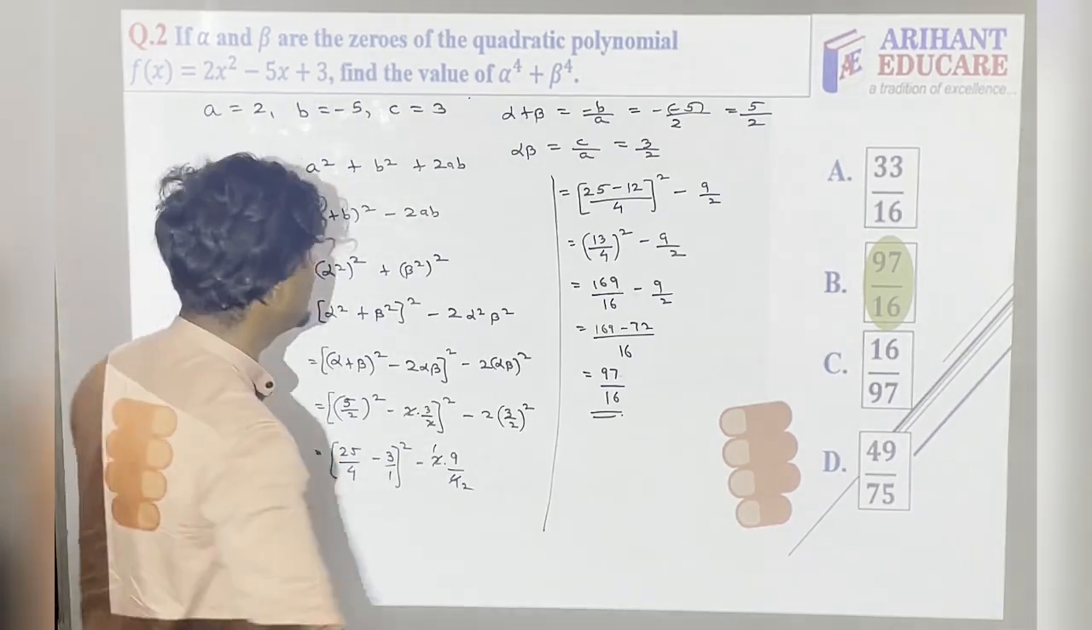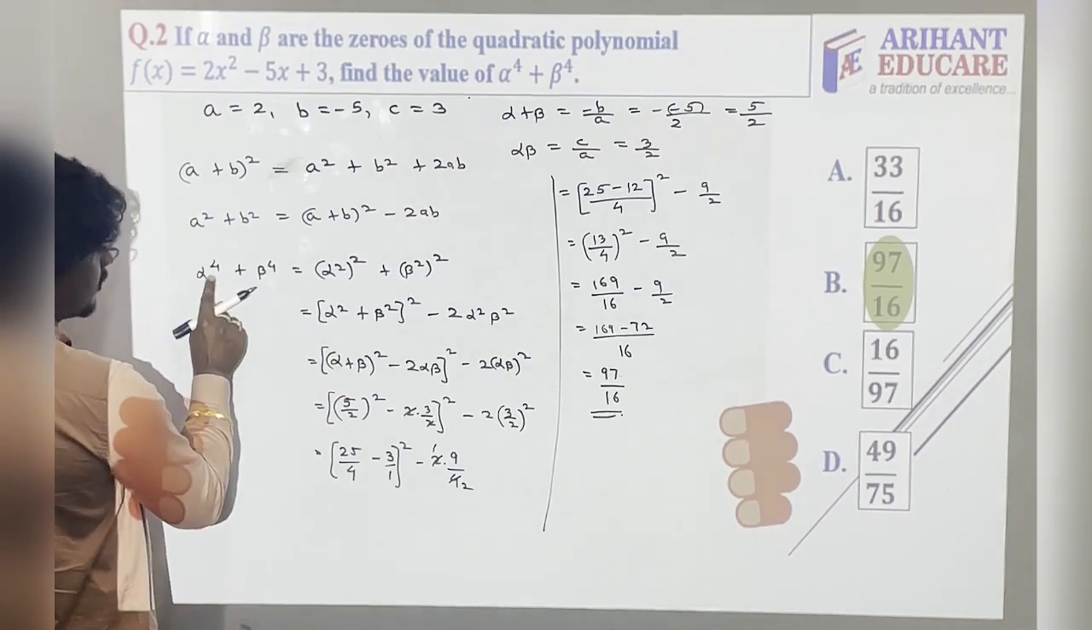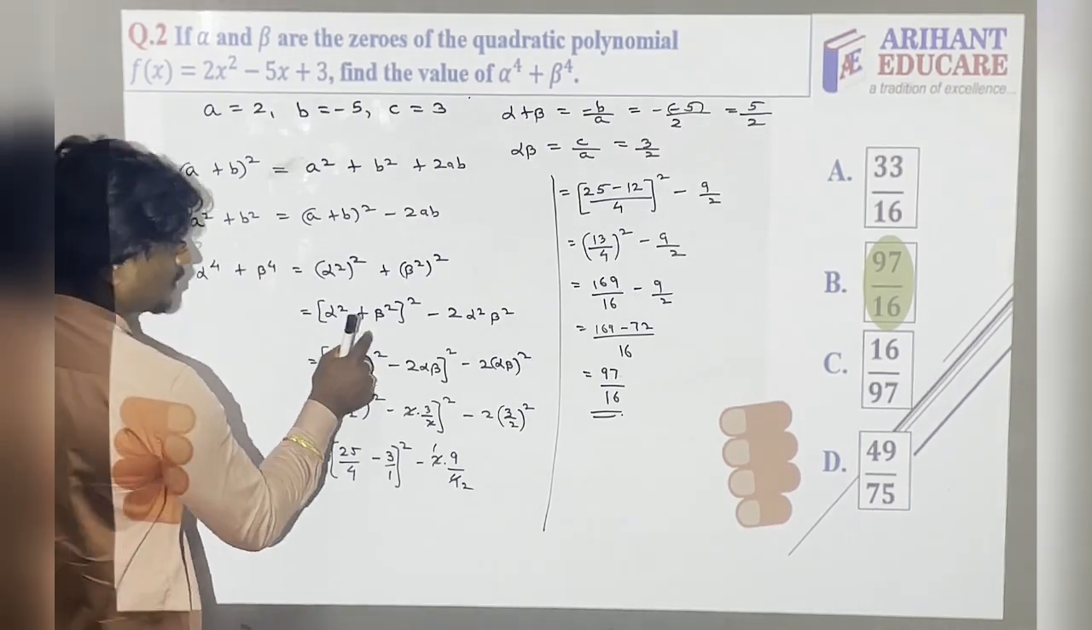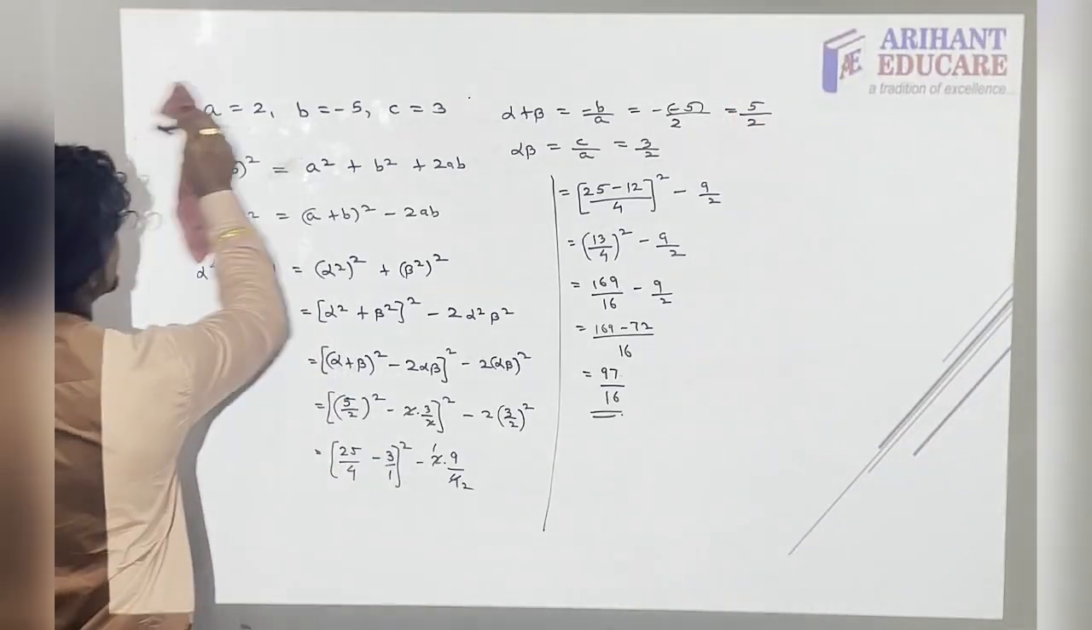So did you understand this? So please, if you can, learn this formula by heart, because the formula for alpha raised to 4 plus beta raised to 4 is this. Okay. So that's it. Let's go for the next one.